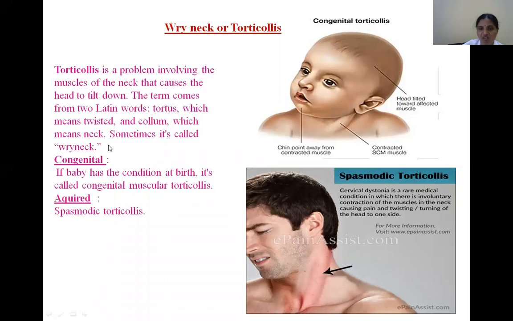The condition may be congenital or acquired. In congenital, the head is tilted downwards like this, and the chin is turned towards the opposite side, means the chin is facing the opposite shoulder. So this is a congenital deformity. Whereas acquired torticollis is due to malplacing of the pillows or some trauma. It is spasmodic, so the contraction is very painful, and if you want to move the head, you feel very much pain.